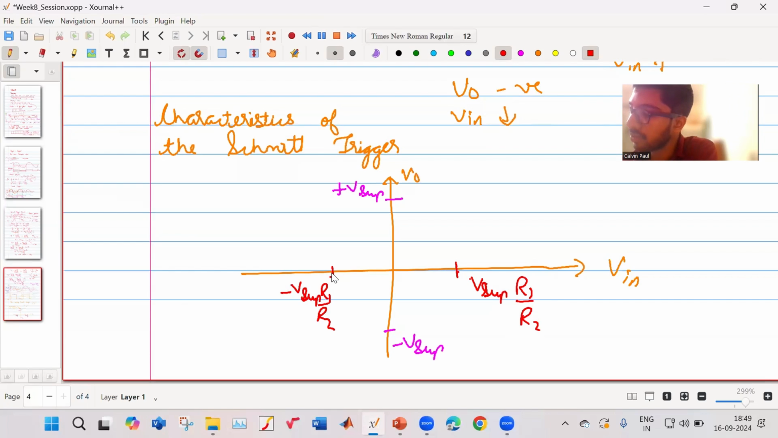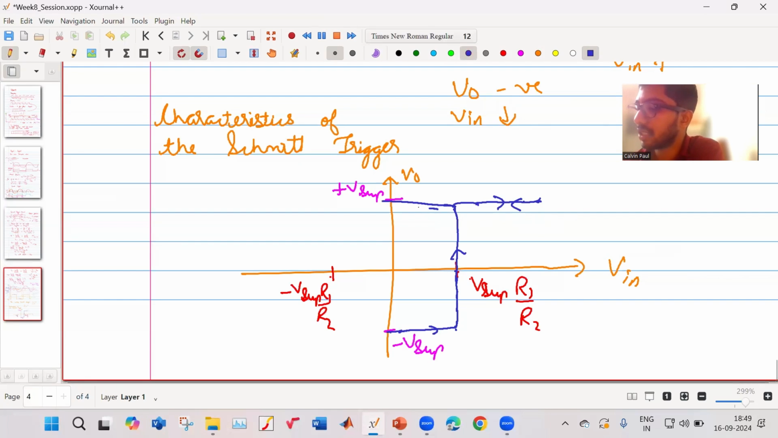Let us say, when we consider a sine wave, my output was minus V supply. My input is increasing, still it is minus V supply. Once it crosses this, it will go high. When my input keeps increasing, it will still remain at plus V supply because it cannot go above it. Then let us say it reaches its maximum value. Then my input will start reducing. Still it will be positive. It goes below this point also, still it will be positive.